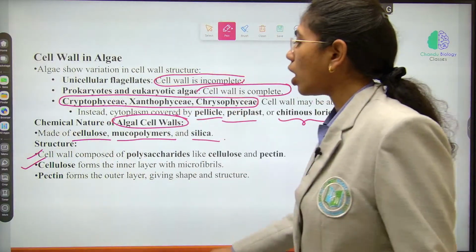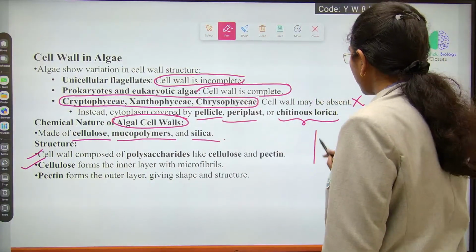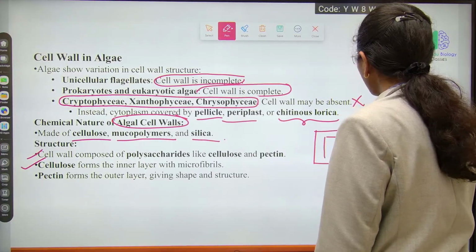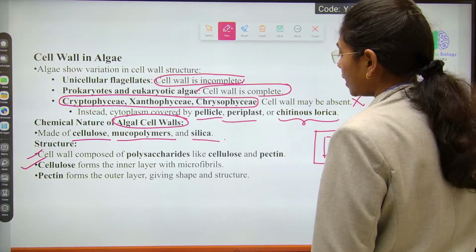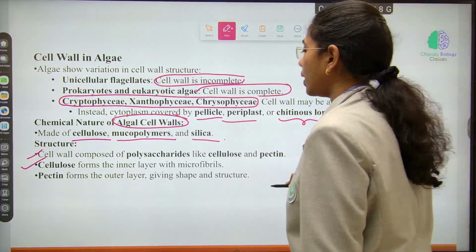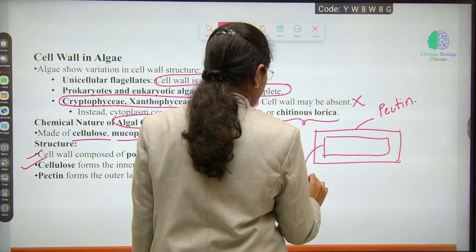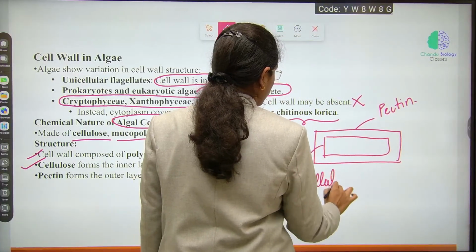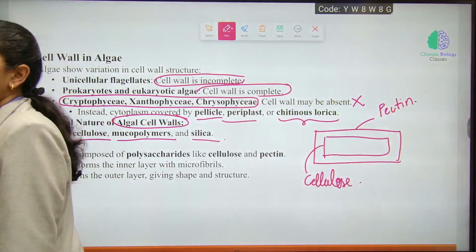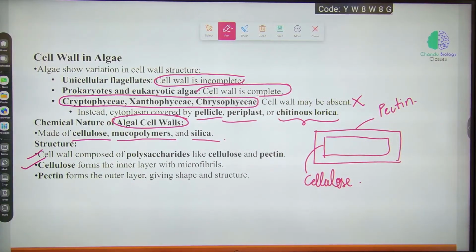So, cell wall of algae, most of the algal species, it has two wall layer components. Outer wall layer is made up of pectin, and inner wall layer is made up of cellulose. Fine, right? Outer wall layer is made up of pectin and inner wall layer is made up of cellulose. Clear, right? Next.